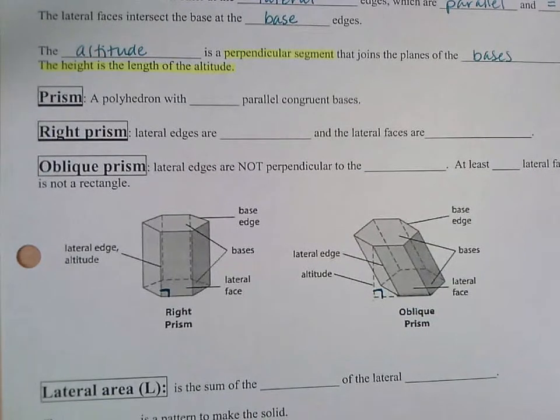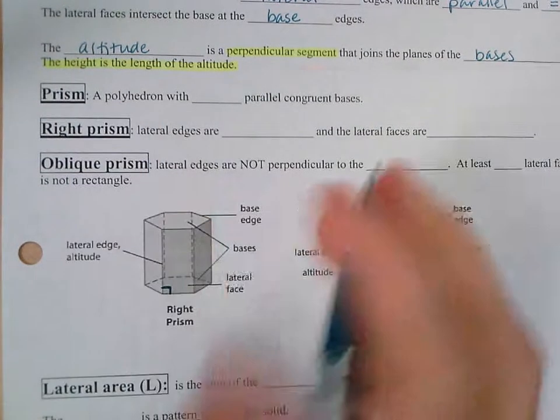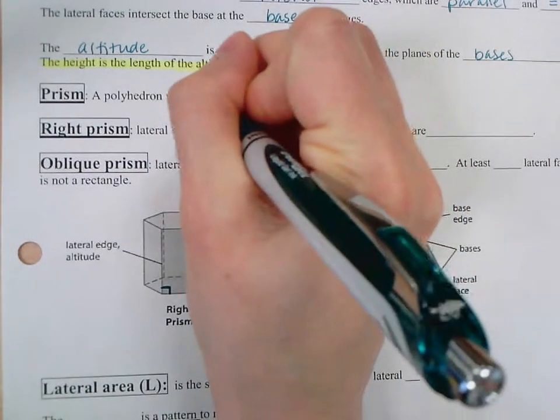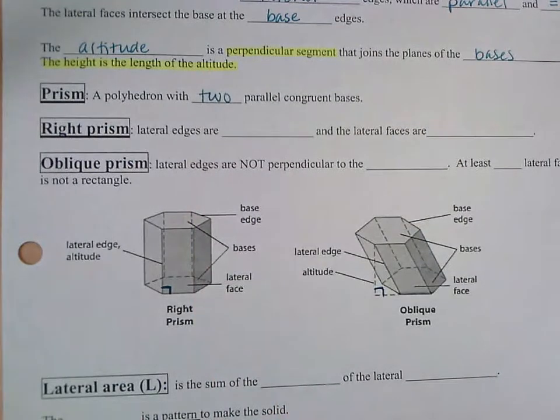And then a prism, so just the definition of a prism. It's a polyhedron with two parallel congruent bases. A polyhedron, by the way, is a solid figure that has multiple plane faces.